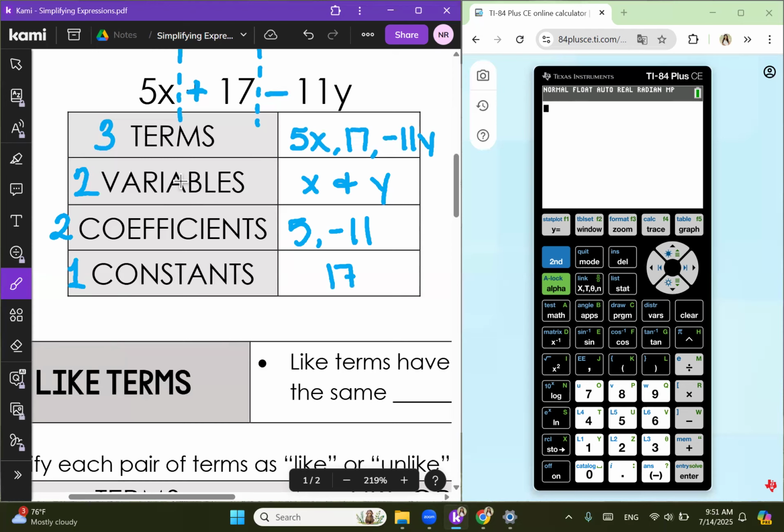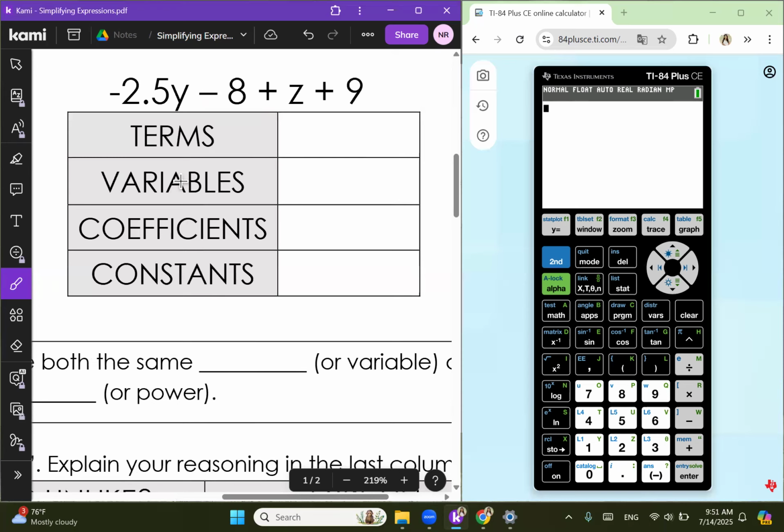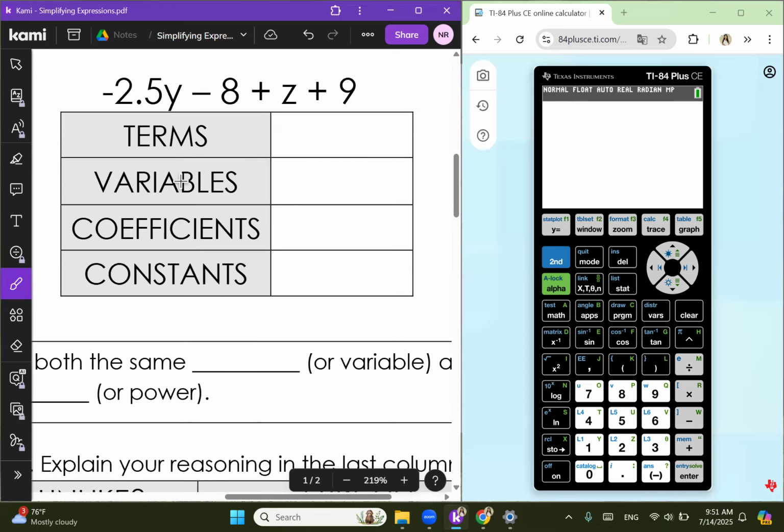Okay, so let's try the next one. This time, notice we have more plus and minus signs. So because we have more plus and minus signs, that means we're going to have more separation, more terms. So if you feel comfortable or if it helps you out, go ahead and separate those terms. Remember to include the sign in front, not the sign behind. Sign always goes in front, okay?